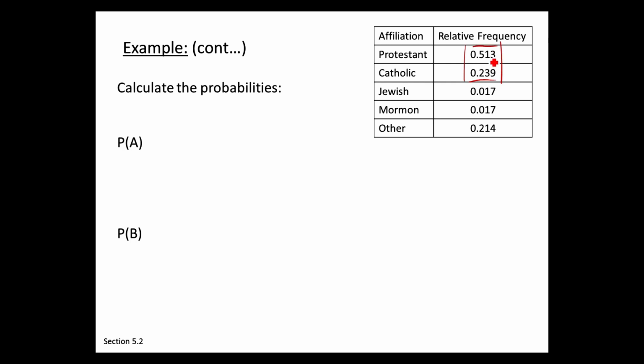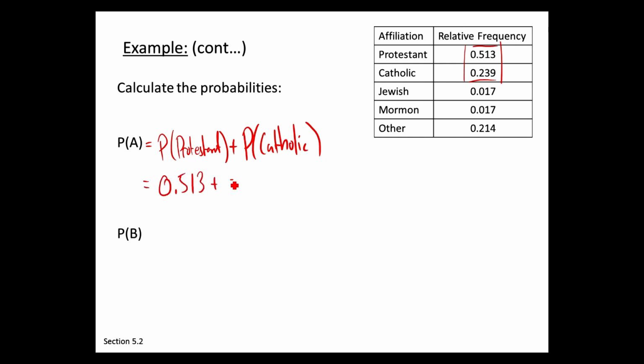You have these, so Protestant or Catholic. That's going to be the probability of Protestant, right? Plus the probability of identifying as Catholic. Okay. And so you would just say, okay, well that's 0.513 for Protestants, 0.239 for Catholics, and then what would be the sum of those? 0.752. Yeah. Okay. So about 75% identify as either Protestants or Catholics.